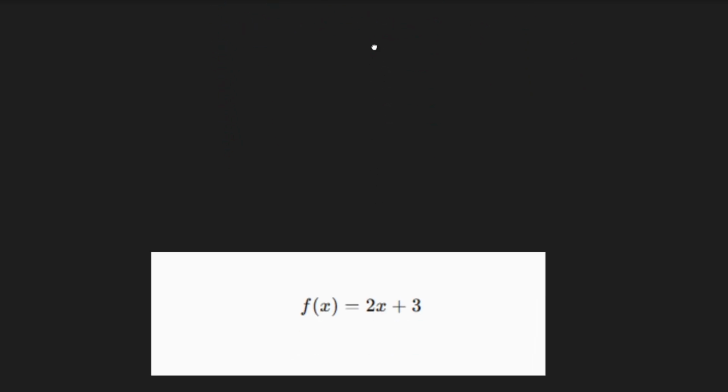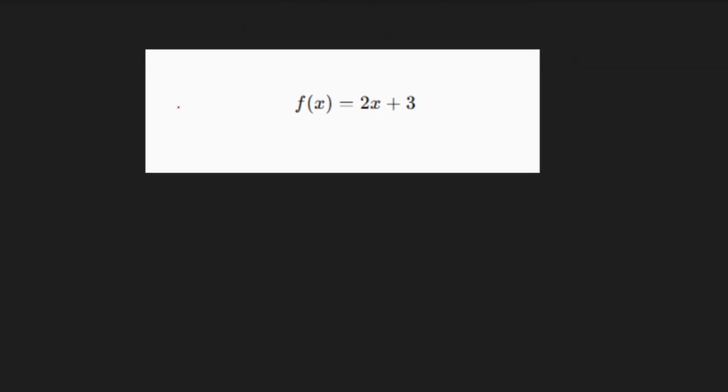So let's look at a quick example to wrap our heads around this. Here we have the equation f of x is equal to 2x plus 3. This is an example of a function. For instance, if you substitute the number 4 as the input, f of 4 is equal to 2 times 4. Wherever I see an x, I'm going to substitute 4. So f of 4 equals 2 times 4 plus 3. 2 times 4 is 8, plus 3 is 11. So f of 4 is equal to 11.